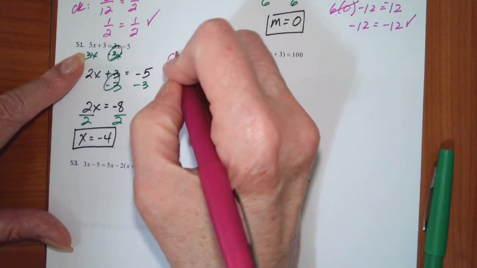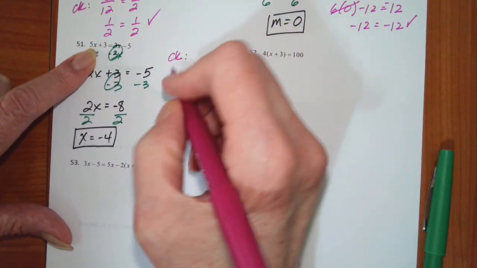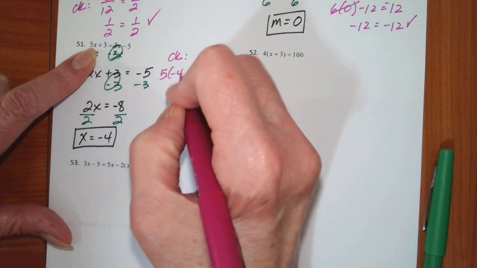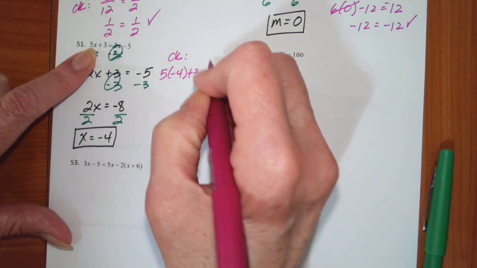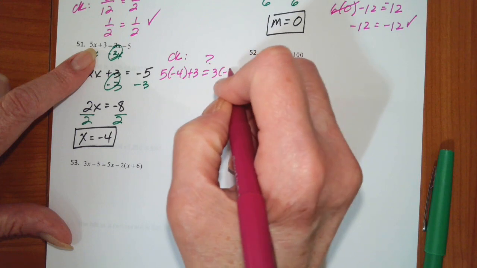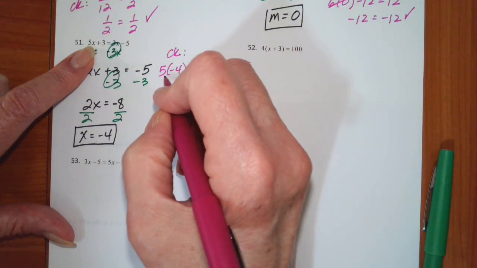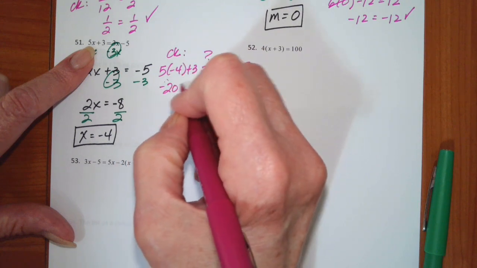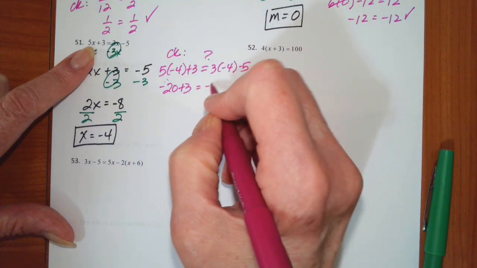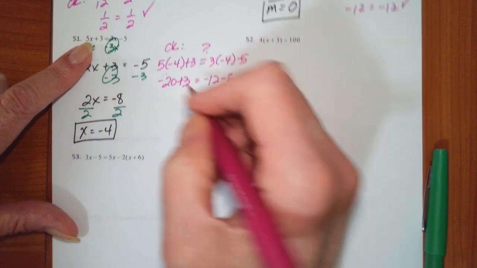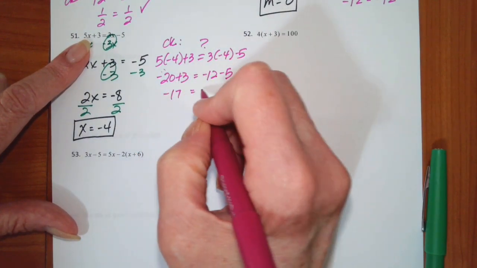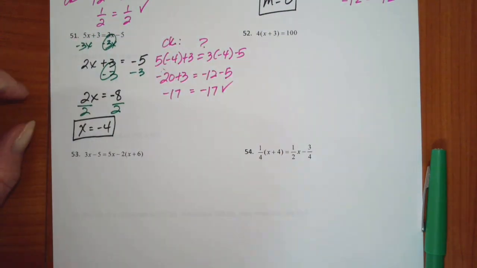For my check, I go back to the original equation. I want to know if 5 times negative 4 plus 3, is that equal to 3 times negative 4 minus 5? Okay. Well, this becomes negative 20 plus 3, negative 12 minus 5. This is negative 17. This is negative 17, so it checks.